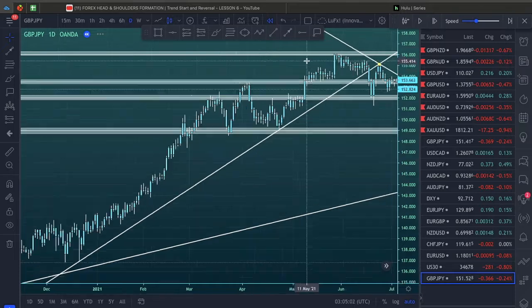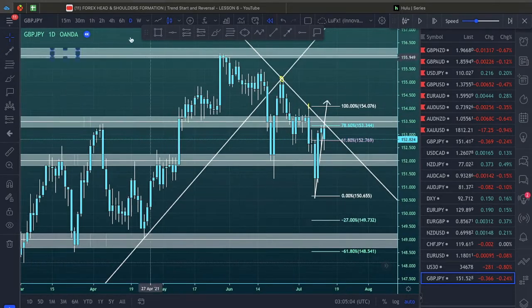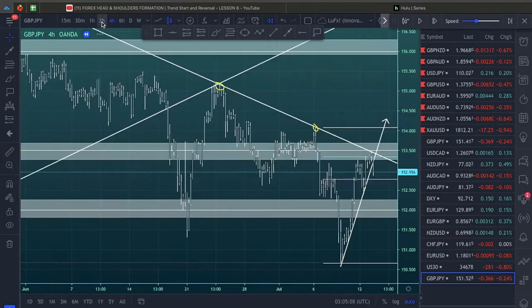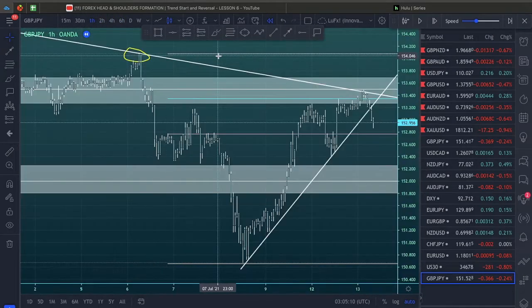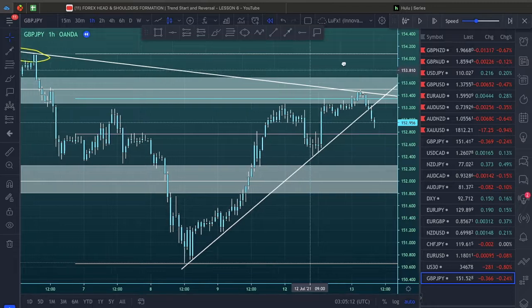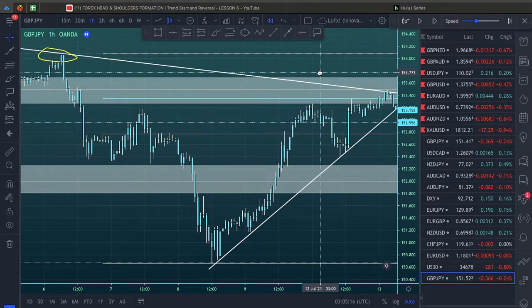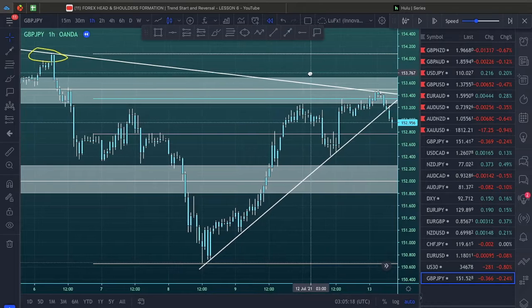You want the daily to be going down, like it is here. You want the 6 hour to be going down, like it is here. 4 hour, 2 hour. You just want everything to be aligning with you, right? So if the 1 hour is still going up, like it is here, you wouldn't want to be looking for a sell, right? So you want to wait for bearish action to come into the market.